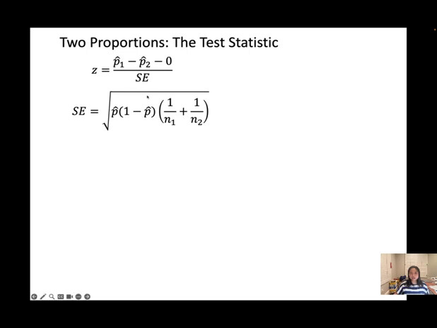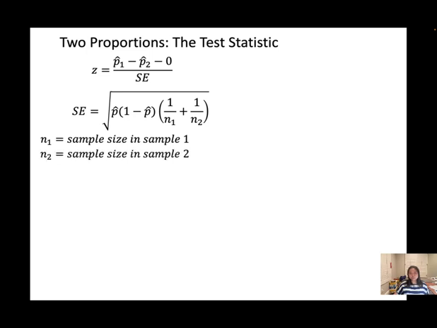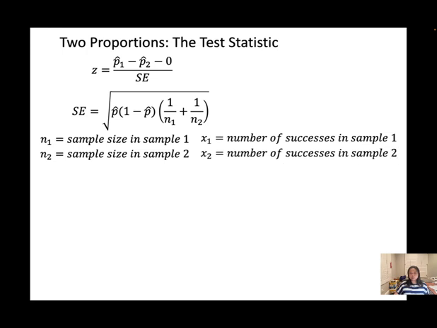And then the standard error will be this formula. It's pretty complicated. n1 represents the sample size in sample 1, and n2 is the sample size in sample 2. x1 is the number of successes in sample 1, and x2 is the number of successes in sample 2. Sometimes they may not give you the sample proportion. They may give you the number of successes and the total sample size, and then you're going to calculate it by yourself.